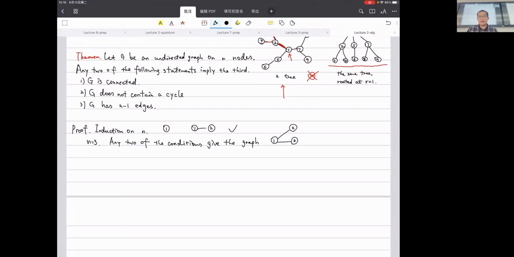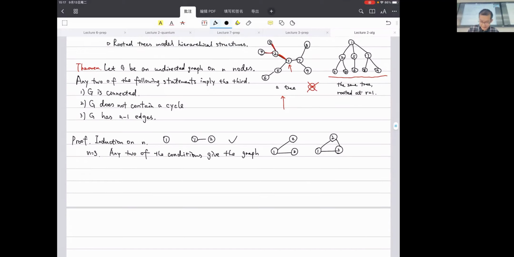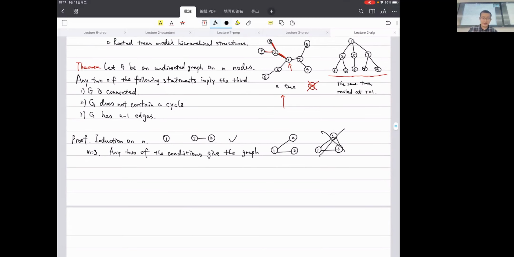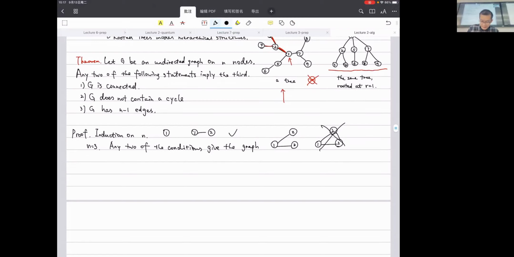If you want to consider a graph which has 3 vertices and is connected, then it either looks like this or it looks like this. As always, I'm talking about a simple graph. You can have a lot of edges between vertices in general, but here I'm talking about a simple graph where we don't have self loops and the number of edges between 2 vertices is at most 1. So it is either this or this, but for either of the conditions, you can see that this is not the case we want to study. And any two of the conditions will give you this. So we are good with the start of the induction.